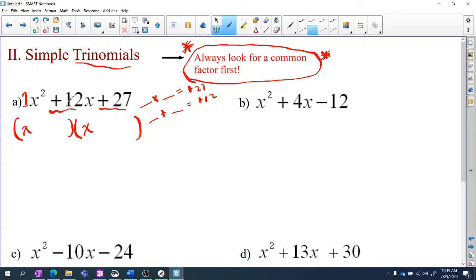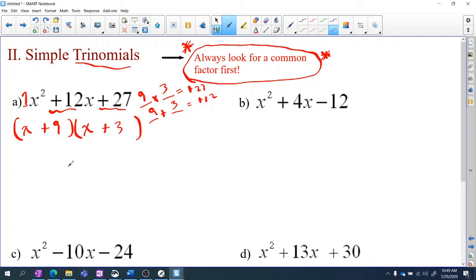27 and 12, 9 times 3. There's the pair I'm looking for, both positive. 9 times 3 is 27. 9 plus 3 is 12. Now, I don't want to see you writing this out all the time. I want to see you in your brain thinking this, just quickly with some mental math. And then you go to your brackets, you put plus 9 in one bracket, and you put plus 3 in the other bracket. And now I'll show you that this is correct.